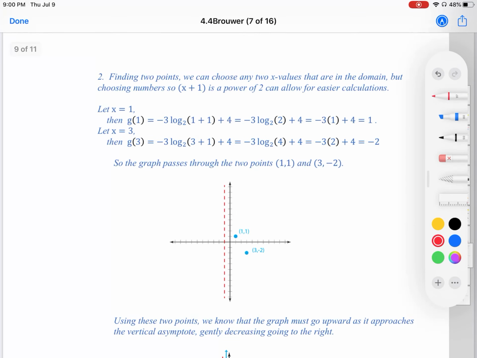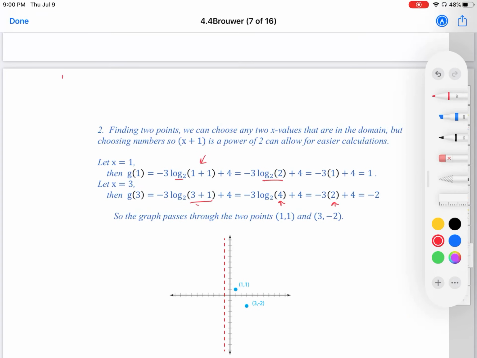Let's find 2 points. All right, so if we let x be 1, we plug in a 1 for x, and we're left with log base 2 of 2, which is 1. So I have -3 times 1 plus 4 equals 1. Now let's do 3. 3 plus 1 gives us 4, and log base 2 of 4 gives us 2. So -3 times 2 plus 4 gives us -2. So we have a log base 2, right? So the reason we chose these numbers is just work with your log base 2.